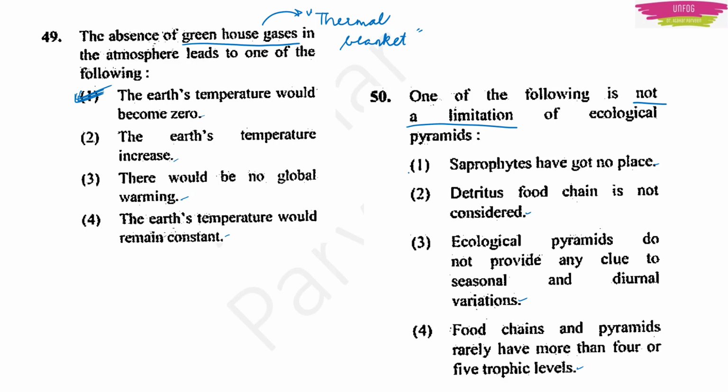Actually, options 1, 3 and 4 are the limitations of ecological pyramids. Saprophytes have got no place in ecological pyramids. Ecological pyramids also do not provide any clue to seasonal and diurnal variations, and food chains and pyramids rarely have more than 4 or 5 trophic levels. These points are the limitations of ecological pyramids. The second option, detritus food chain is not considered, is not a limitation of ecological pyramids. Any type of food chain can be represented in the form of an ecological pyramid. And so option 2 is the right answer.